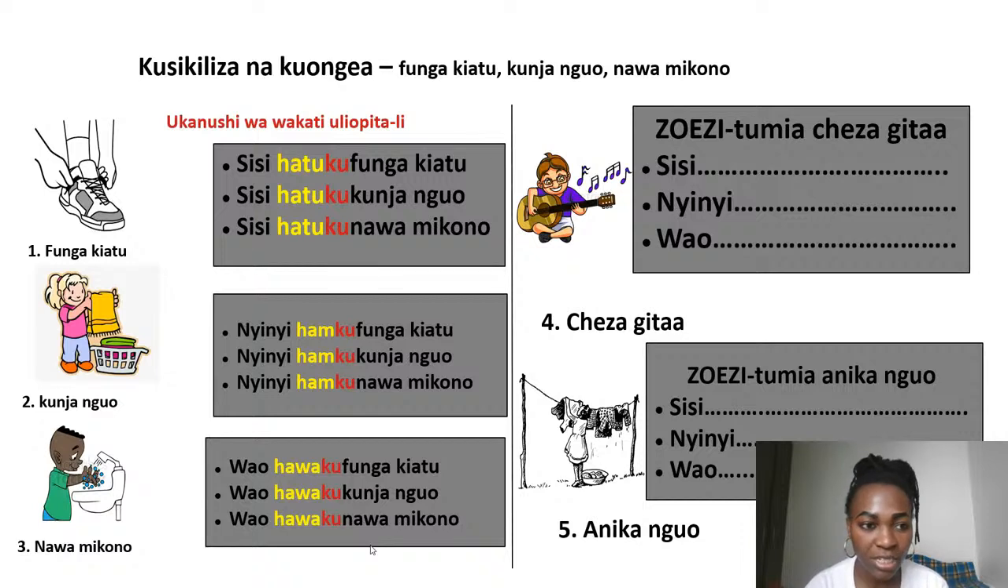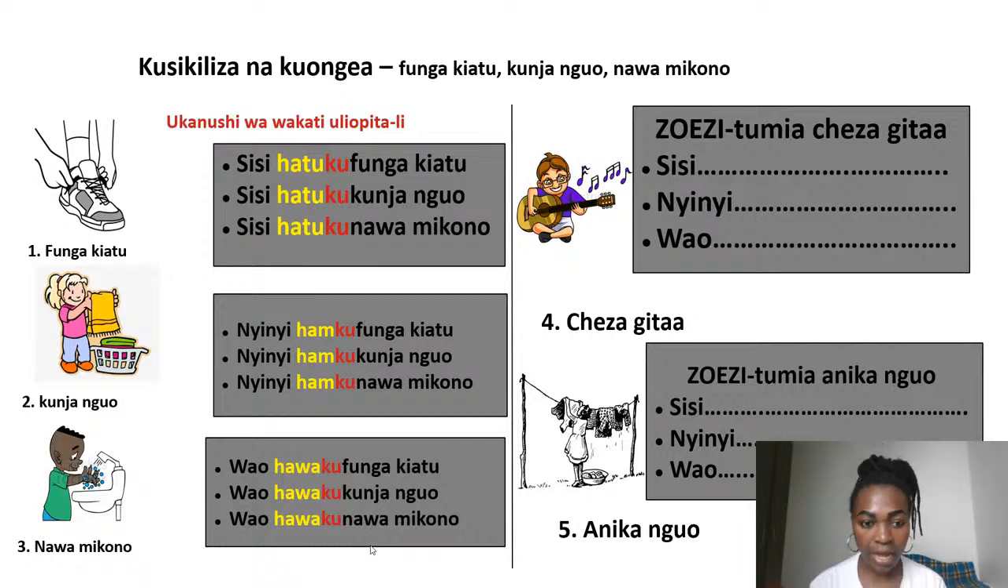The same way, if you look at the second box, nyinyi hamkufunga kiatu. You did not tie a shoe. So in normal past tense, this will be nyinyi mlifunga kiatu. Nyinyi mlifunga kiatu. Nyinyi hamkufunga kiatu if you negate it. And so what is changing here? Ha is being introduced. And then the li is replaced by ku, and then it becomes nyinyi hamkufunga kiatu. The same way with wao hawakufunga kiatu.